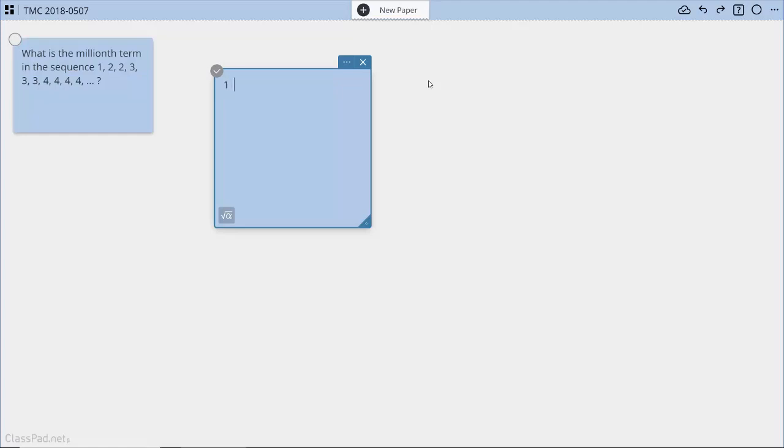Now the 2s reach to the third digit. Right? And what I mean by that is 1, 2, 3. And then the 3s reach to 4, 5, 6. So the 3s reach to 6. The 4s reach to 10. Oh, now I'm getting excited.